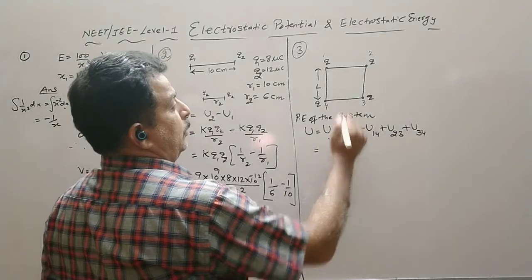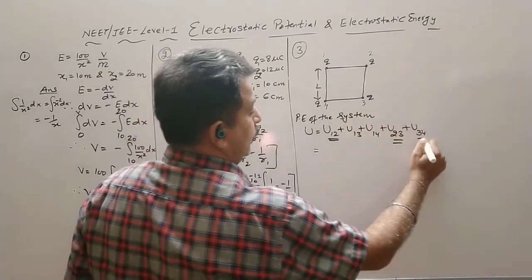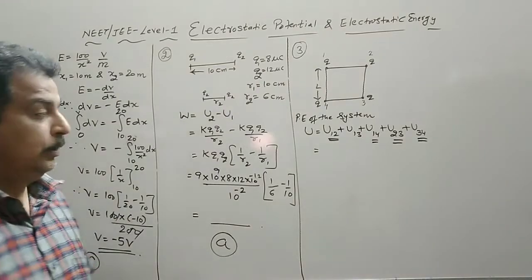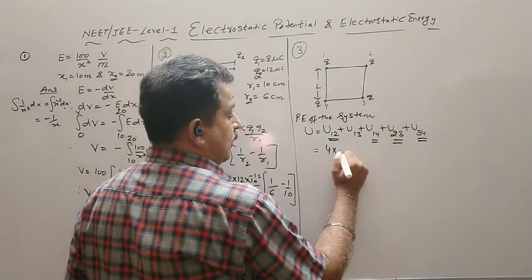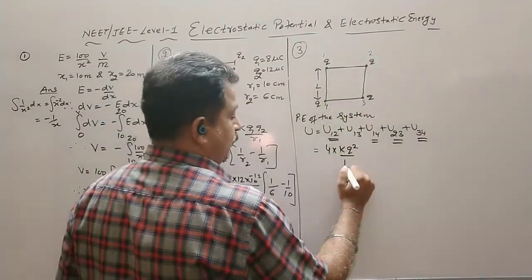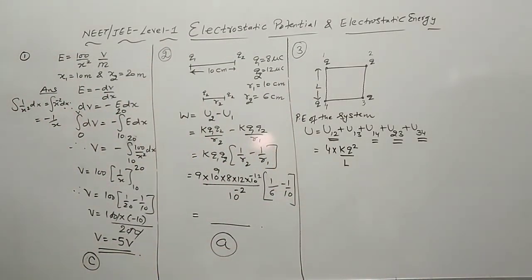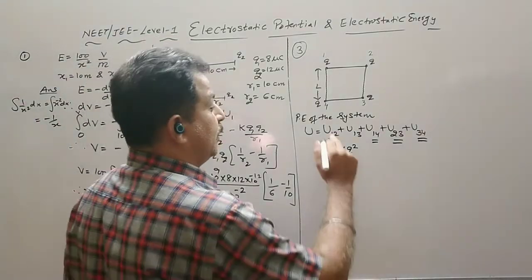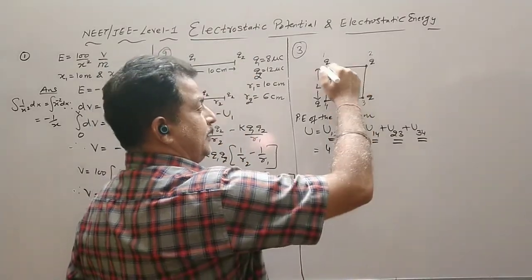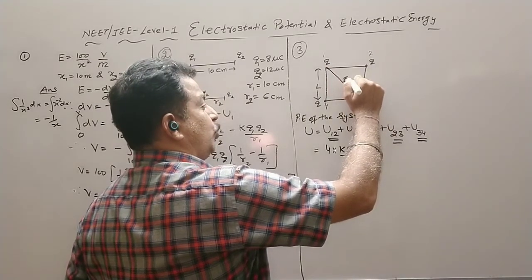Now the pairs 1-2, 2-3, 3-4 and 1-4 all have the same value. So we directly write it is 4 times kq square, that is q1 q2, upon the distance between them, that is L. So we have 4kq square upon L, that is the potential energy of these pairs of charges. Then 1-3 is a diagonal. If I take 1-3 as a diagonal, its length is root 2 L.